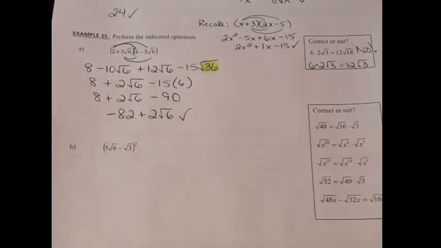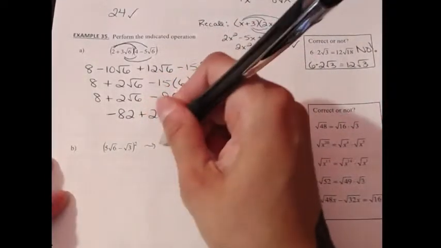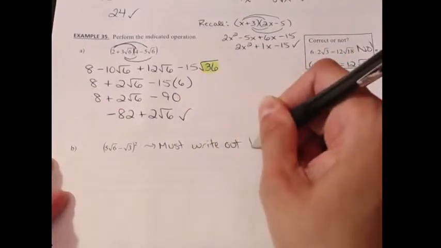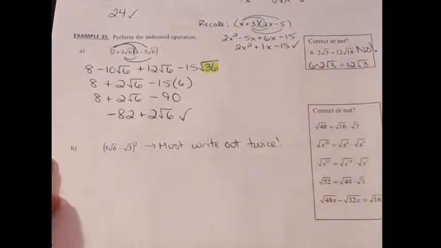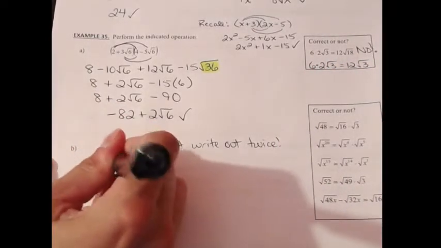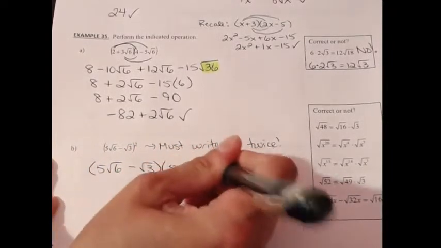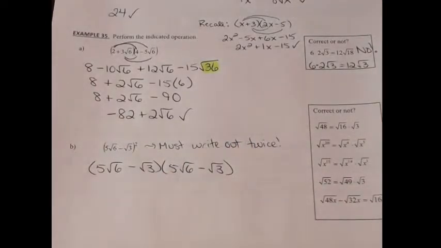Part B, we've seen before. We have seen this in our very first unit. When we square a binomial, that means we actually have to write it out twice. So we have 5 square roots of 6 minus square roots of 3 times 5 square roots of 6 minus square roots of 3. We have to write it out twice because of that power of 2. If it were a 3, we'd write it out 3 times. No big deal. We can multiply that.